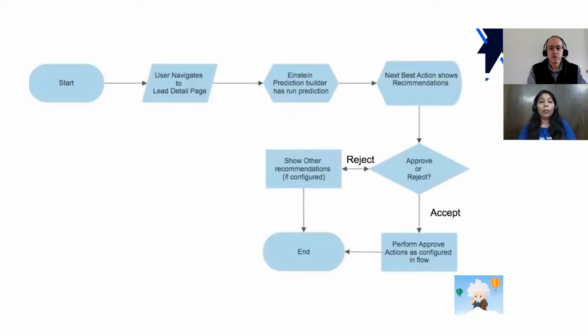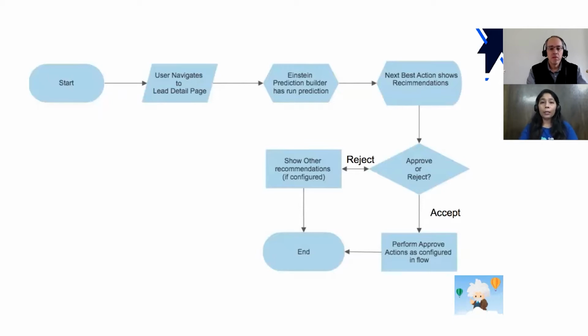Now, what the user does on the screen during this demo, this is particular to this demo. The user navigates to the lead detail page, where the Einstein Next Best Action component is already residing. Here the Prediction Builder has run its prediction and populated the prediction on the record. Next, the Next Best Action, depending on your strategy, shows the recommendations. You can do two things with your recommendations: first is accept and next is reject.